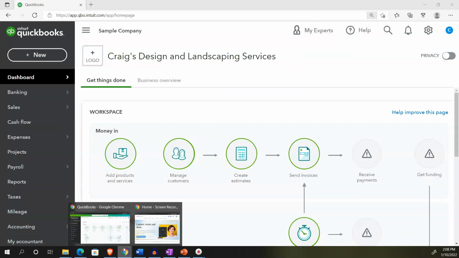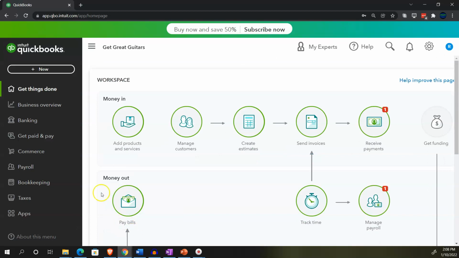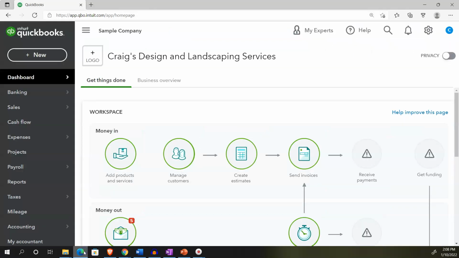We also have the free 30-day trial version open just so we can take a look at the business view as opposed to the accounting view. You might not have access to this at this time. That's okay. We'll take a look at it in the second half of the course. Jumping back over to the Craig's Design and Landscaping Services.